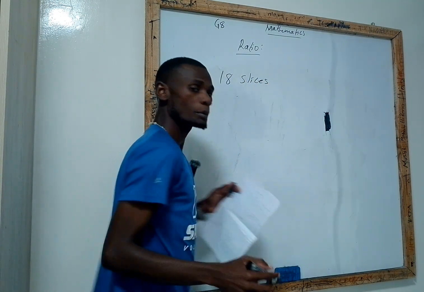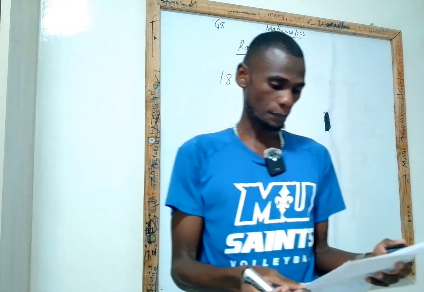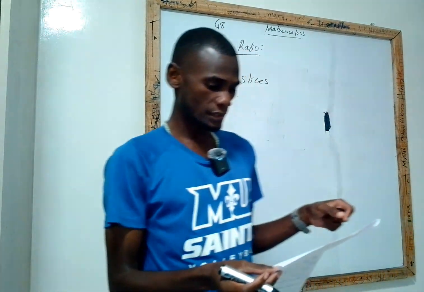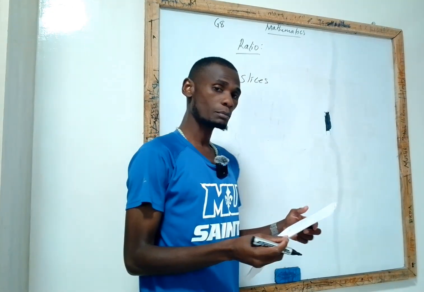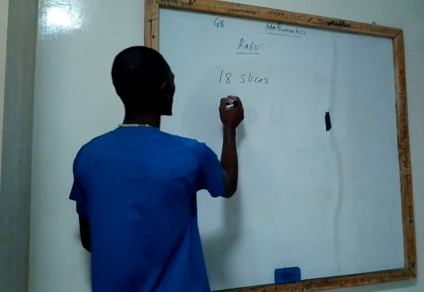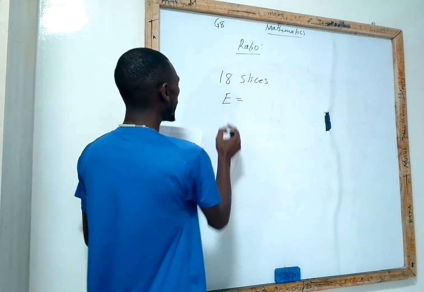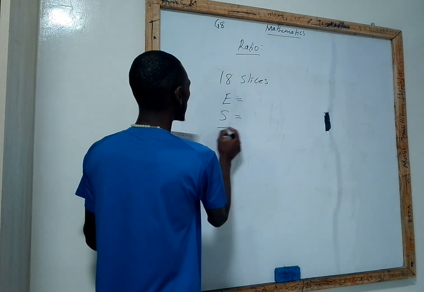So people want to eat bread here. There are 18 slices. How many people are here? We have somebody here by the name Elsie, Sheldon, and Tabitha. So there are 3 people. We are going to use each letter to represent one person: E for Elsie, S for Sheldon, and T for Tabitha.